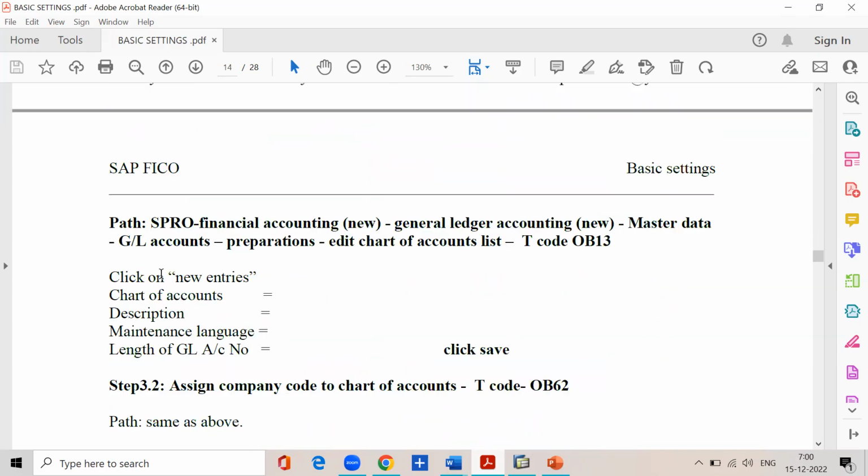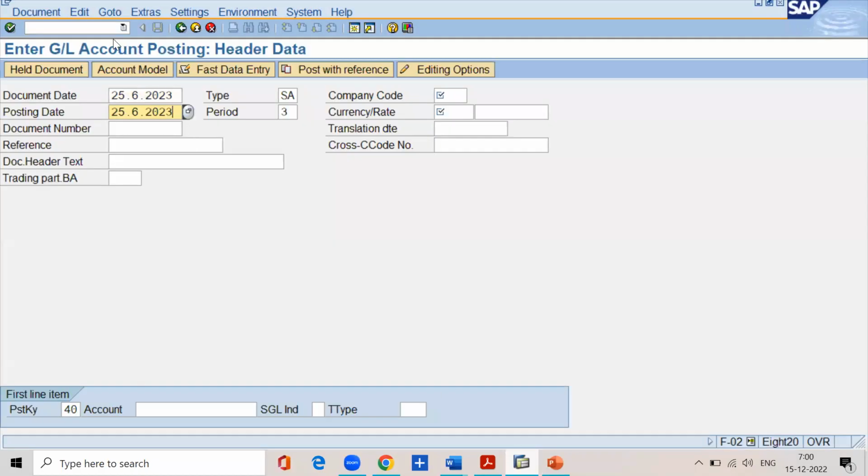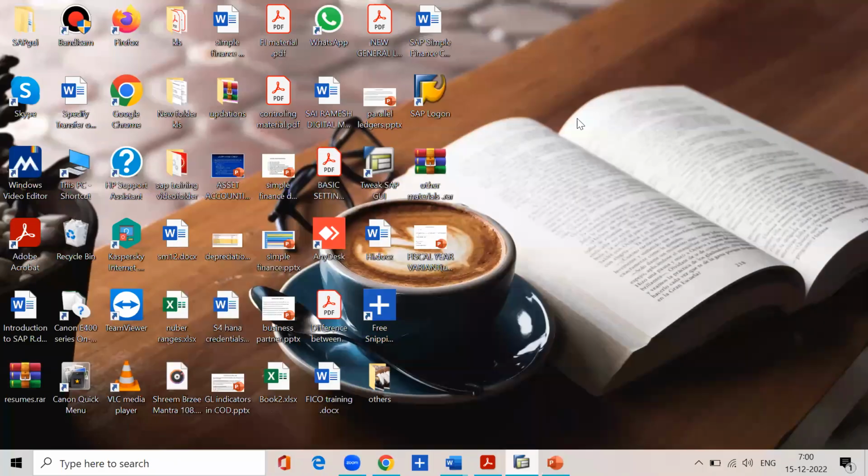Now we will see how to define the chart of accounts. Path is starting with SPRO. Means it is the job of the consultant. SPRO means it is the transaction code for IMG. So /n SPRO. Let us log in again.